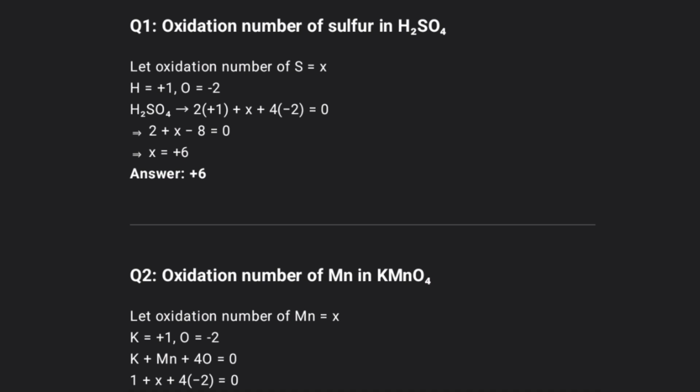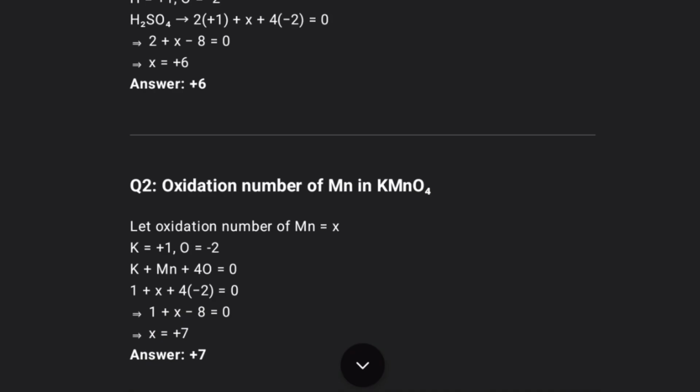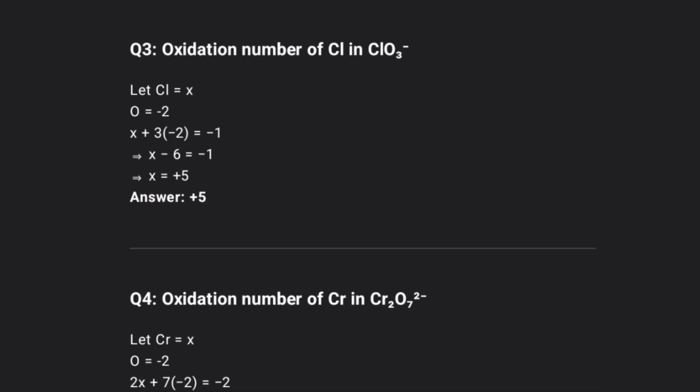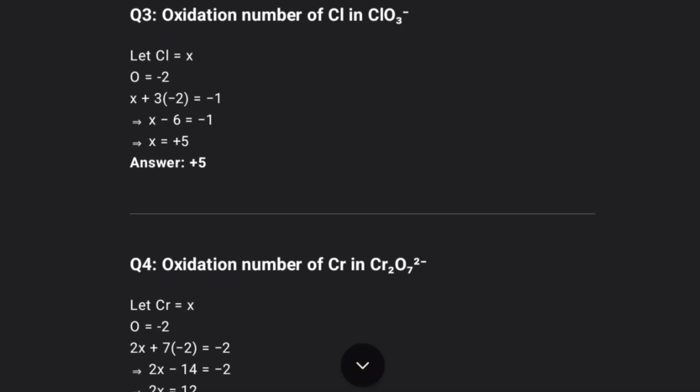Let the oxidation number of S equal x, H equal +1, O equal -2, so the sum equals 0. Q2, oxidation number of Mn in KMnO4. Let it be x: 1 + x + 4(-2) = 0, 1 + x - 8 = 0, x = +7. Q3, oxidation number of Cl in ClO3⁻. Let Cl equal x, O equal -2: x + 3(-2) = -1, x - 6 = -1, x = +5.